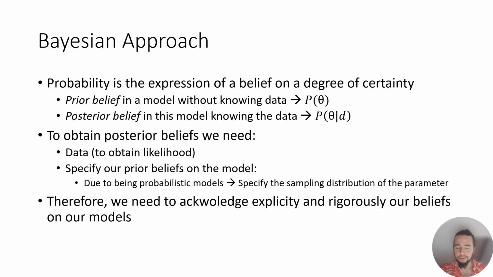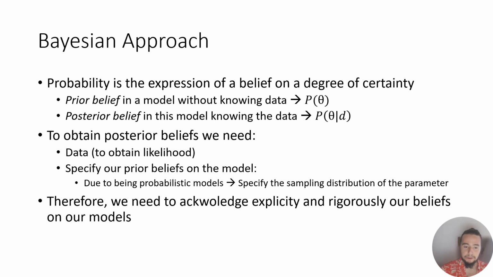We will have two of them, the prior belief and the posterior belief. The prior belief is my belief in a model being true without knowing the data. That is going to be called this probability of the parameter. And also the posterior belief, that is my updated belief after knowing the data. So it's going to be the probability of this parameter having that value given that the data has occurred. To obtain the posterior beliefs, we need data to obtain that likelihood and specify our prior beliefs in the model.